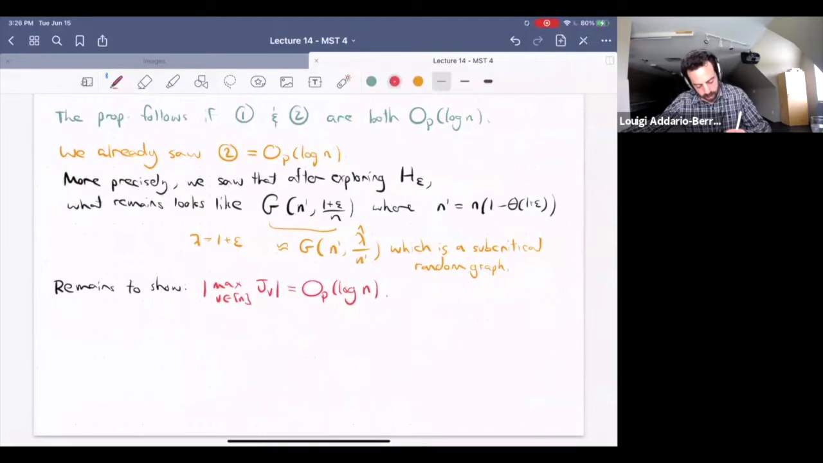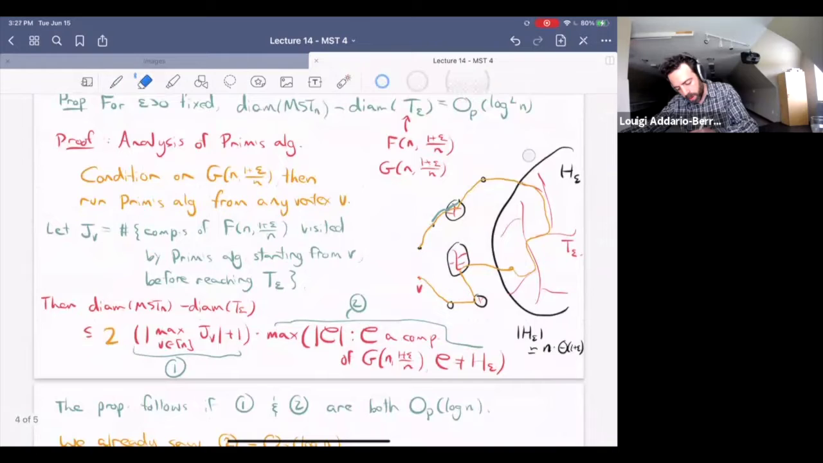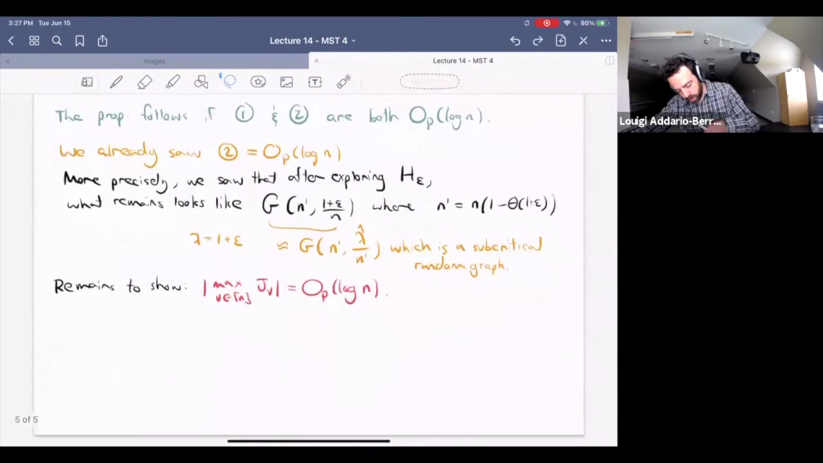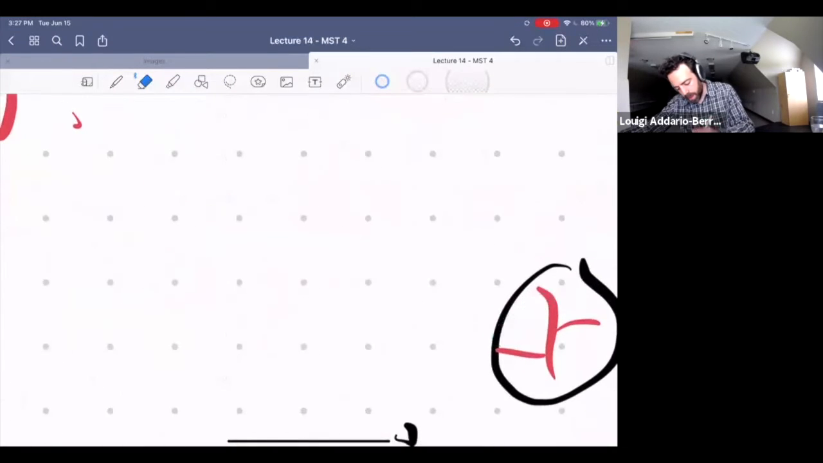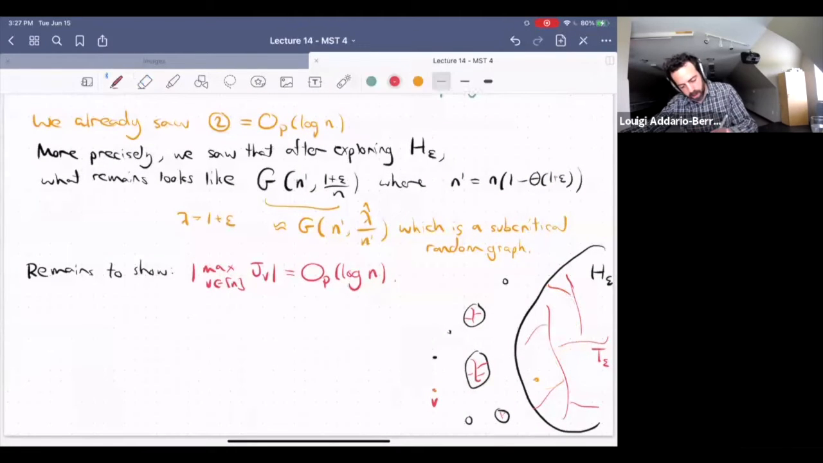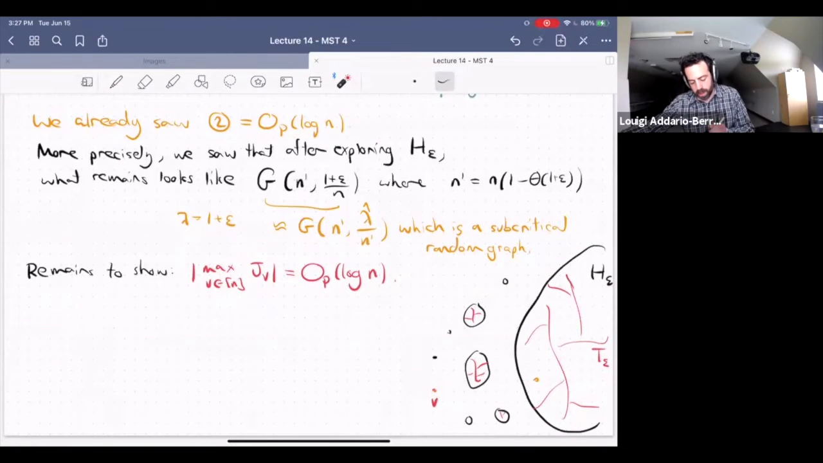So let's analyze that now. Let's think about what happens when we add an edge that's not within one of these components. Remember, I'm thinking of fixing the structure of this graph here, and then running Prim's algorithm, starting, in this example that I've just drawn, where the component containing v is just a vertex. The first edge that it adds is the smallest weight edge leaving v. It's uniformly random over the whole graph, and so the probability that it hits H epsilon is just the size of H epsilon over n minus one. So that's the first step.